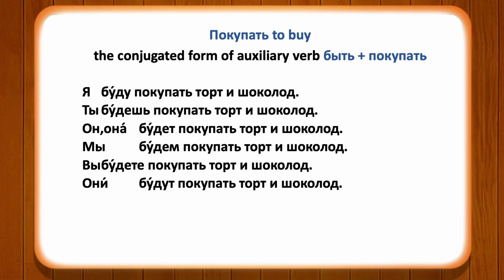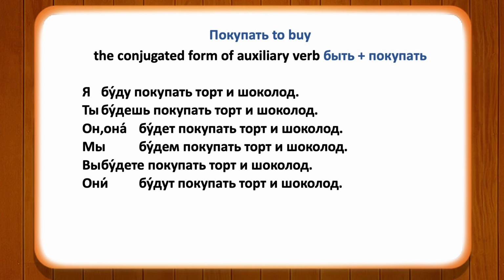Вы будете покупать торт и шоколад. It means you will be buying a cake and a chocolate, or you will buy a cake and a chocolate. Они будут покупать торт и шоколад means they will be buying a cake and a chocolate. Or they will buy a cake and a chocolate.